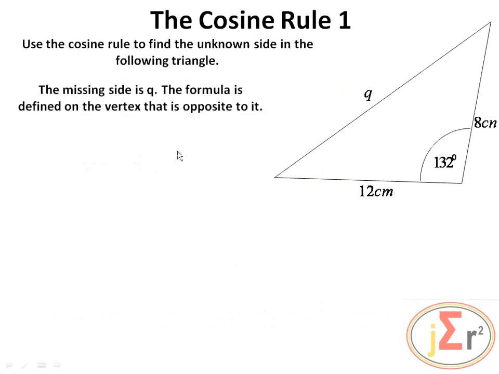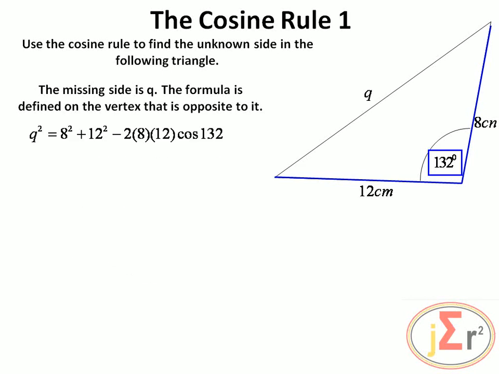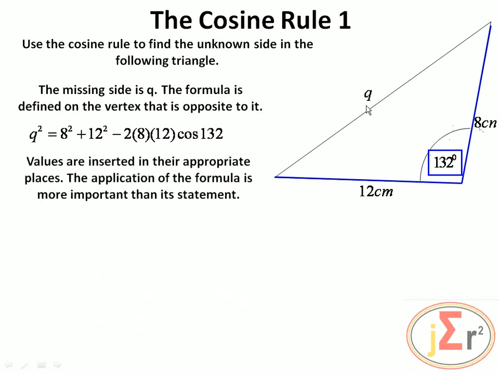So we're going to be doing that to another triangle. The missing side is Q. The formula is defined on the vertex that is opposite to it. That vertex with the two sides and the angle. And of course, no formula needed. 12 squared plus 8 squared minus 2 times 12 times 8 cosine of 132 degrees. And the values are inserted in their appropriate places. So the application of the formula is more important than its statement.